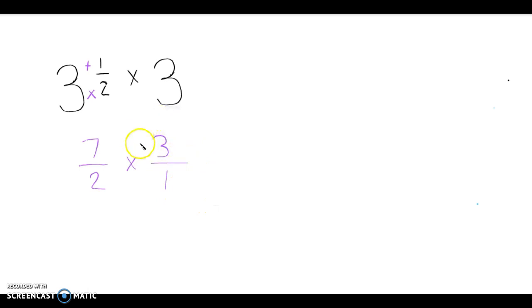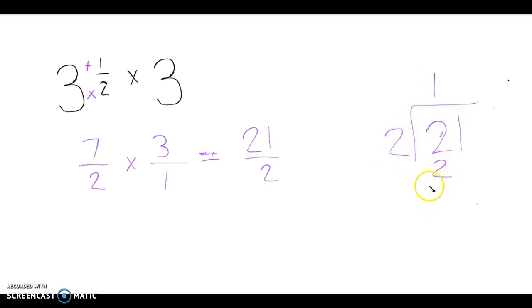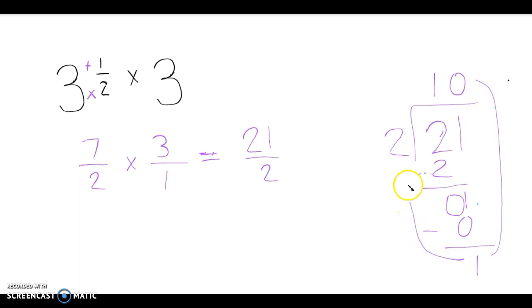Okay, and we have a video about turning 3 into 3 over 1 if you want to go check it out. And this would give me 21 halves. Okay, I could do my tie the bow strategy to simplify that. And when I do, it should give me 10.5, just like I did before. 2 goes into 1 0 times. 0 times 2 is 0. We subtract and get 1, and we get 10 and 1/2.